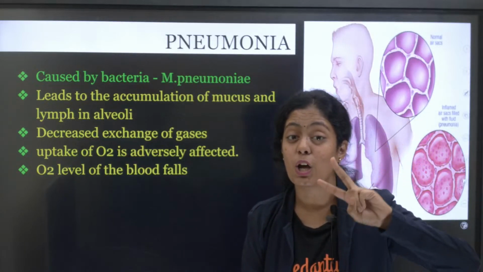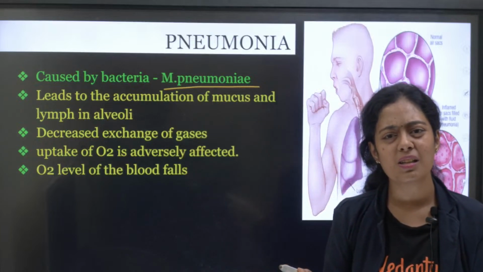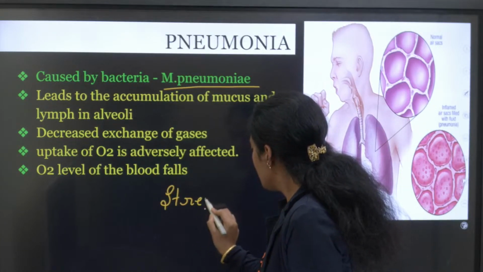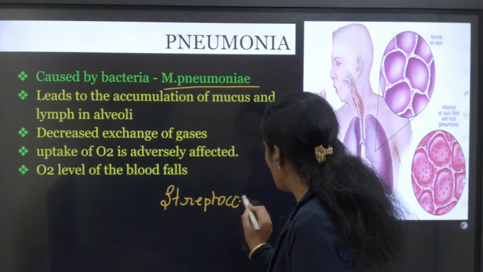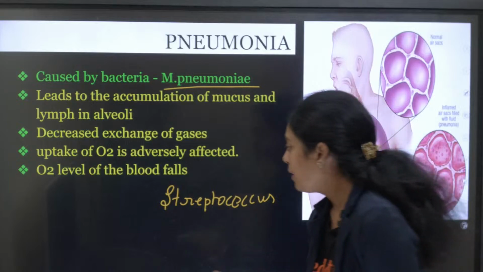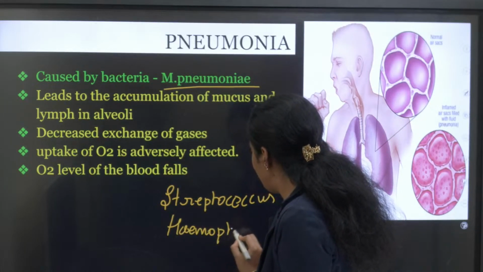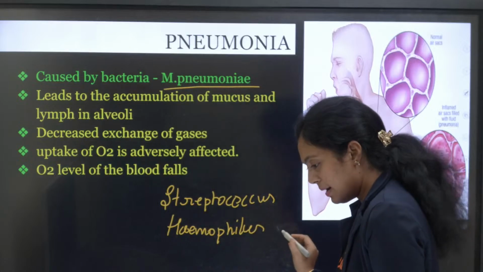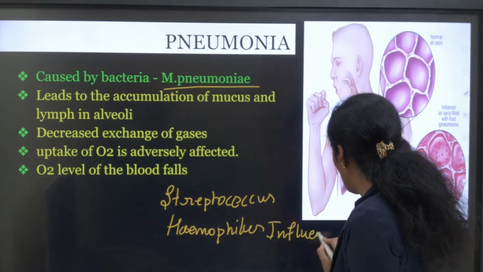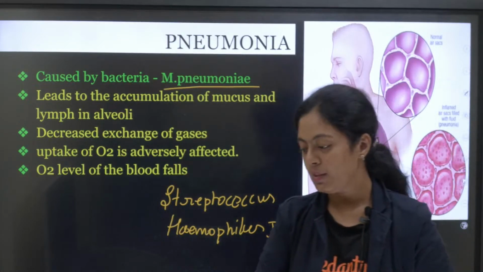See, pneumonia is caused by two organisms. Can anyone tell me what is the causative agent for pneumonia? Streptococcus pneumoniae. And what is the other organism? Haemophilus influenzae. Right? This is what causes pneumonia.